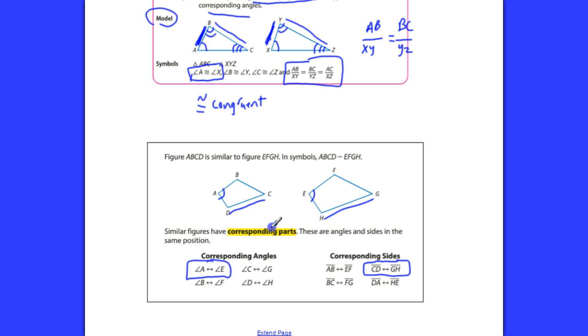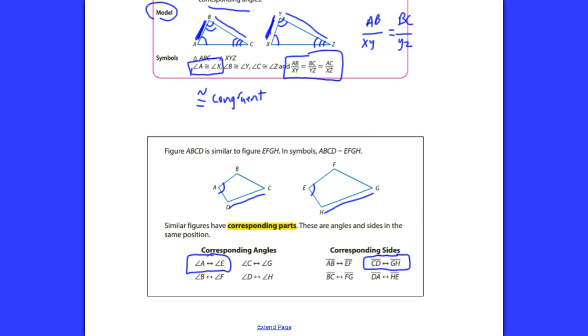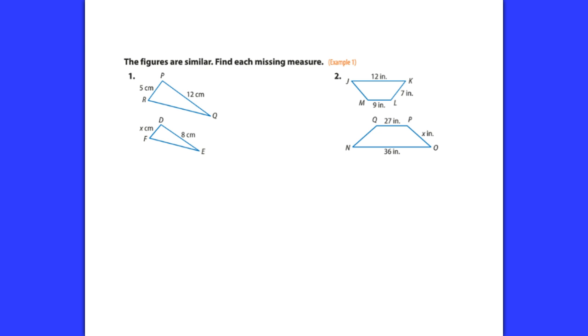So we can use all of that to find unknown values, which is what you're going to do on the back of that paper. If you want to flip that over, you should see this picture right here, and I'll show you how this works, and hopefully you'll just be able to jump right into things and solve these correctly. Let's take a look at the first one here. It says the figures are similar, so you have to know that first.